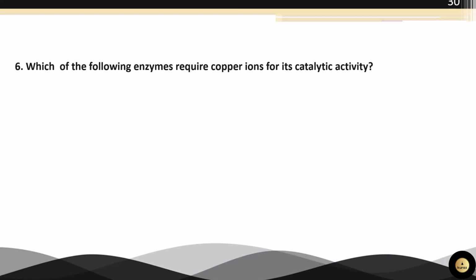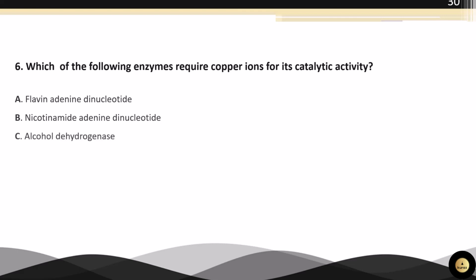Question number 6. Which of the following enzymes require copper ions for its catalytic activity? A. Flavin adenine dinucleotide, B. nicotinamide adenine dinucleotide, C. alcohol dehydrogenase, D. cytochrome oxidase. The answer is D.